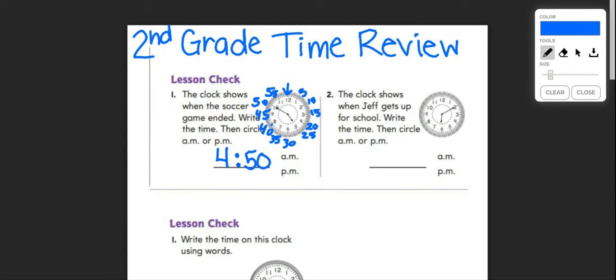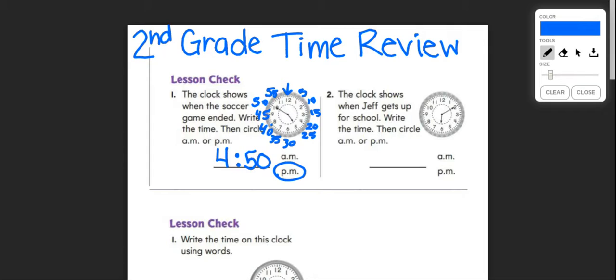All right? And if we're talking about what time a soccer game ends, we play soccer usually in the evening. So that is afternoon. All right? And that's the 12 o'clock, it's in the middle of the day. So if it's after 12 noon, then it's going to be PM. If it was after 12 a.m. or midnight, then it would be AM. Okay? So if it's in the evening, it's PM. If it's in the morning, it's AM.